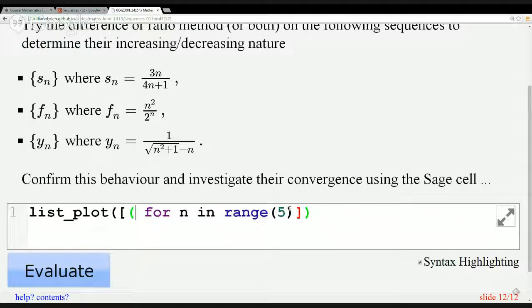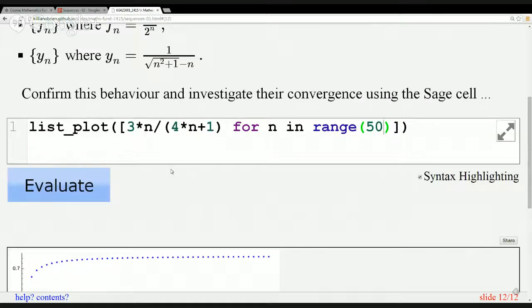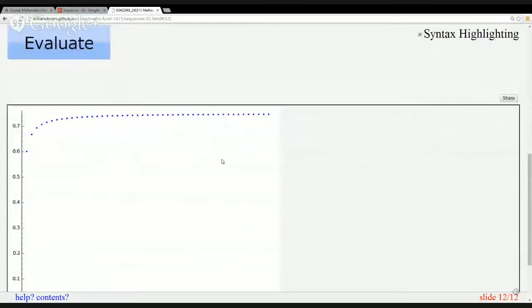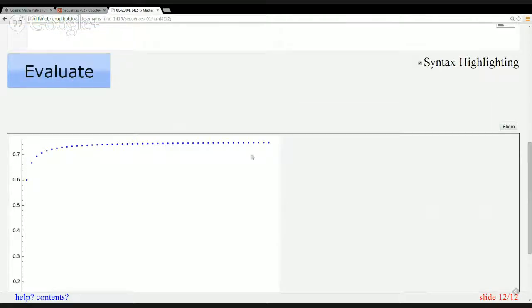You could probably investigate that. What was it? 3 times n, 3 times n divided by... So you can see when you type it in the graph that it is increasing. Of course, it does look like it's converging.